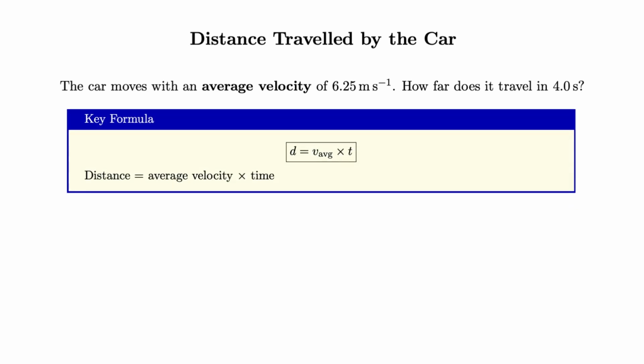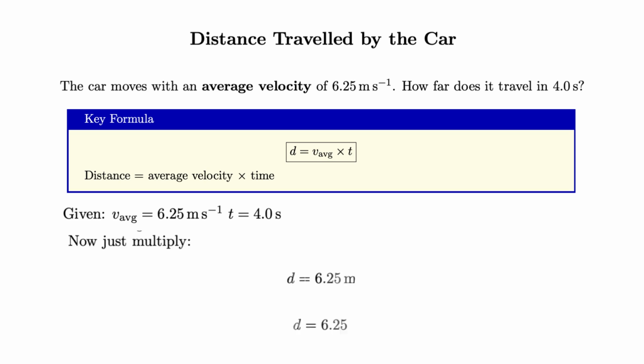The most important idea here is this: distance equals average velocity times time. Or written with symbols, d equals v average times t. That's the key equation we're going to use today. We already know average velocity, v average, equals 6.25 meters per second. Time, t, is 4.0 seconds, so all we have to do is multiply them.